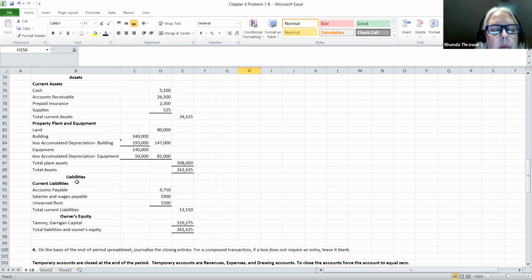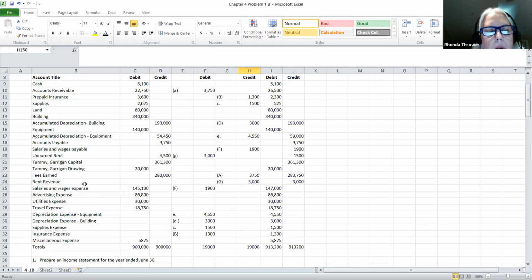On the balance sheet, I'm going to list my liabilities. Notice I have a category called current liabilities. These are the liabilities that I can pay off within 1 year. Notice there are no long-term liabilities for this company. They're only current liabilities. And the current liabilities come from the ledger. Accounts payable, salaries and wages payable, unearned rent are all examples of current liabilities. The amounts come from the adjusted trial balance.